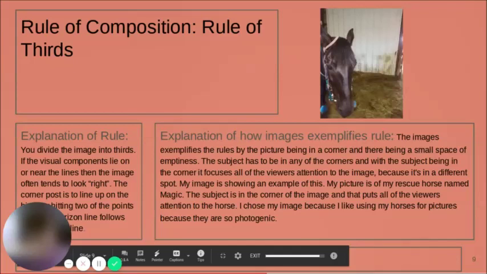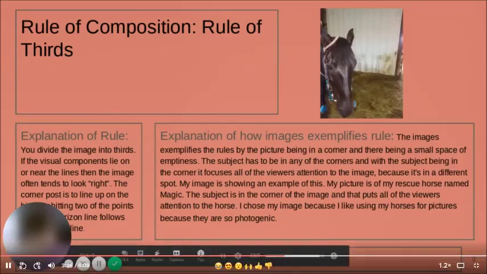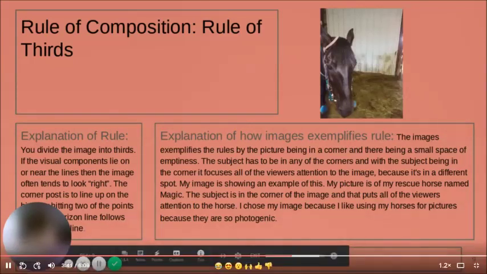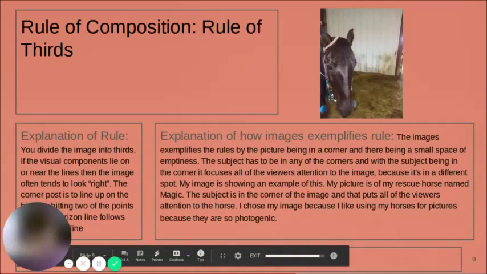The image exemplifies the rule by the picture being in a corner and there being a small space of emptiness. The subject has to be in any of the corners, and with the subject being in the corner, it focuses all of the viewer's attention to the image because it is in a different spot.